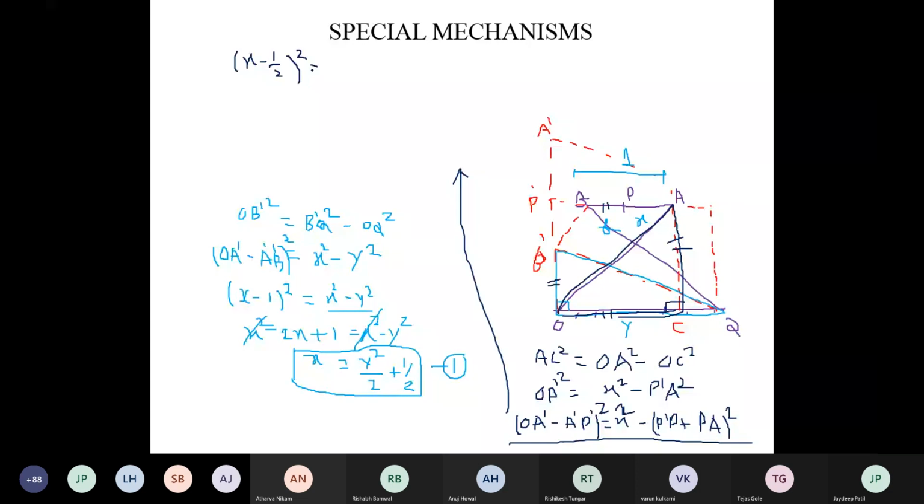what will come here? P dash P plus AP. What is the value of P dash P? What is this distance? It is not AB. It is equivalent to OQ. Correct? From here to here is OQ, which means it is y.